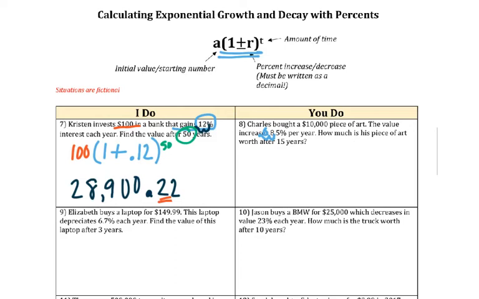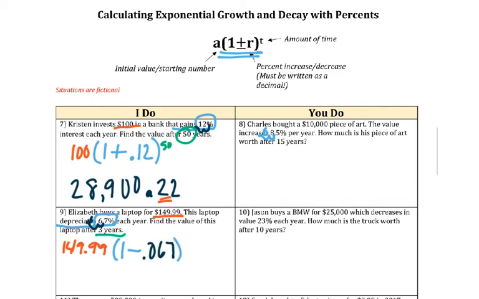Okay, try number 8. Number 9, Elizabeth buys a laptop for $149.99. This laptop depreciates, that means it decreases 6.7% each year. Find the value of this laptop after 3 years. So I start with my starting number, which is 149.99. Okay, that's my initial price of this laptop. I have a 1. Depreciating means we are subtracting. Depreciating means it's getting smaller, so we have to use the minus sign. We have to move the decimal 2 to the left, so it's 0.067, just like we did last week.